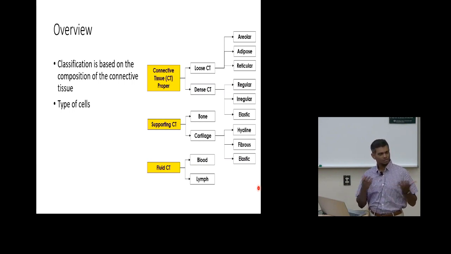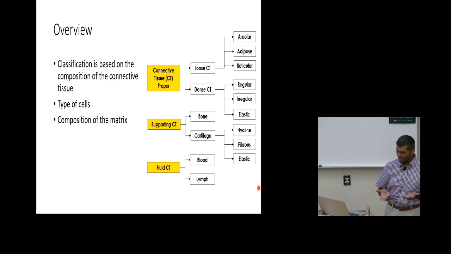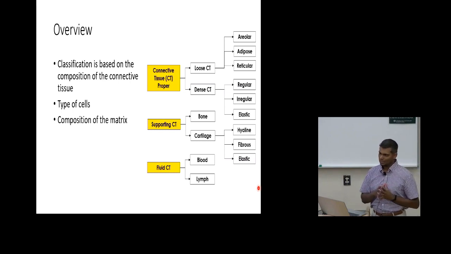So if you know what these cells are, you can tell what tissue you're looking at. And secondly, these cells are going to be surrounded by a matrix. And depending on the differences in the matrix, you could have different subdivisions, right? So different types of cells and the matrix surrounding those cells.